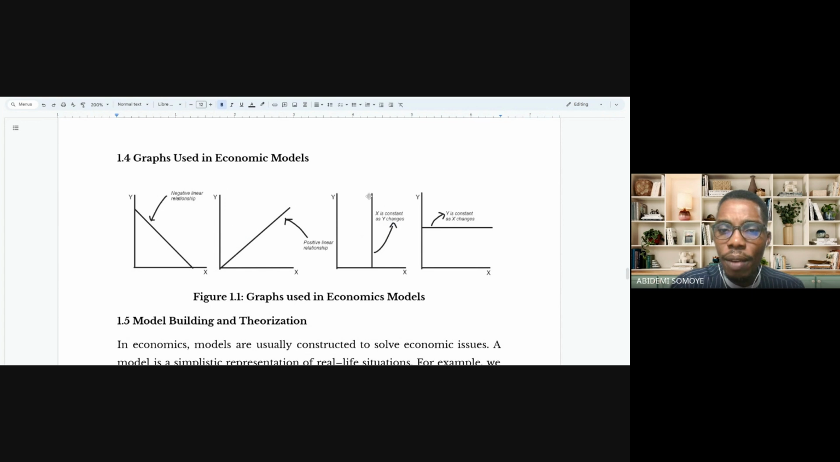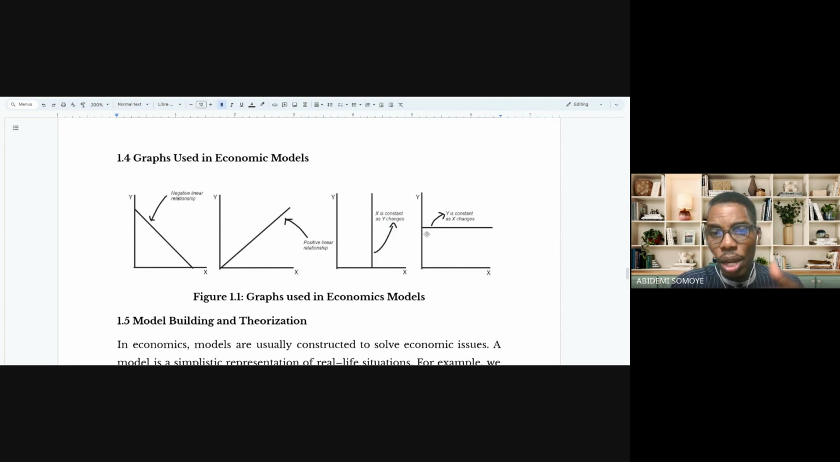If you see a graph where x is constant and y changes, you could see that. Even if y changes, x is constant. Here, even if x changes, y is constant.